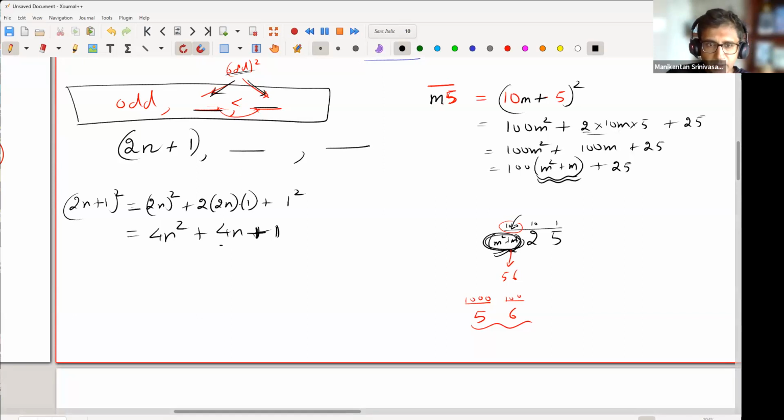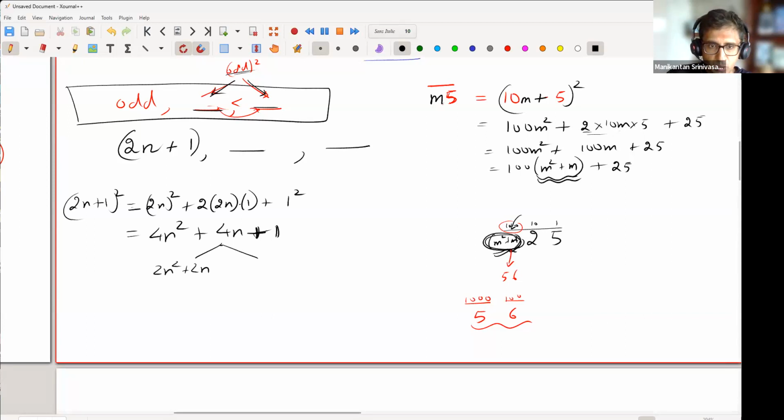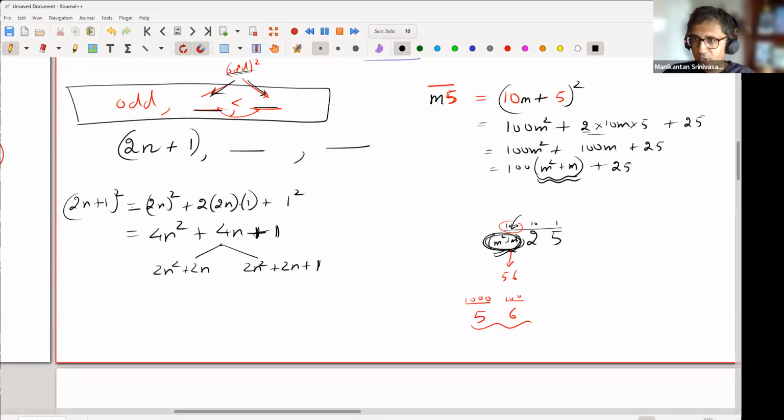Now I have to divide into 2 equal parts, right? Almost 2 equal parts. So if I divide, actually it'll become 2n square plus 2n plus 0.5. So I won't take the 0.5. I'll take on either side without the 0.5, and with the extra 0.5, it becomes 2n square plus 2n plus 1. You're with me? All of you with me?